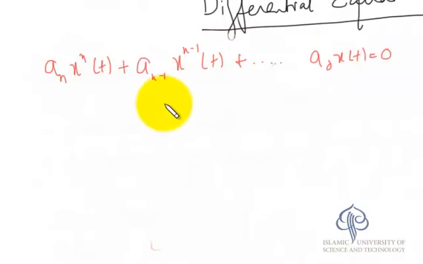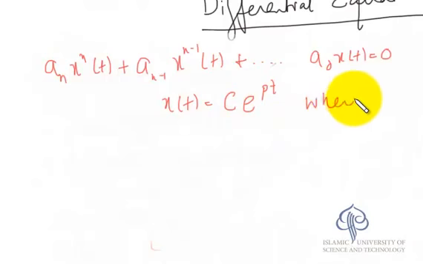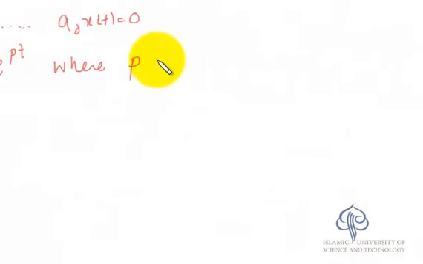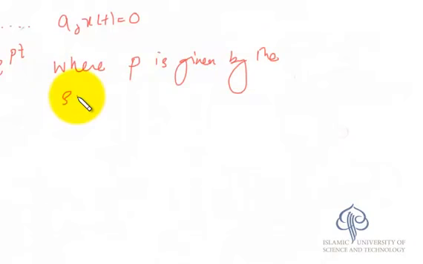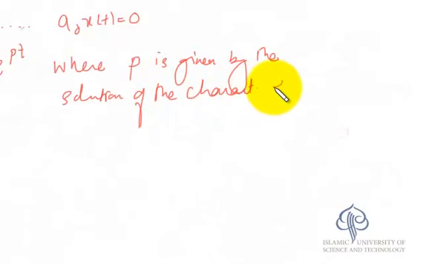The solution is given by c e to the power pt, where p is given by the solution of the characteristic equation, H(p) is equal to 0.